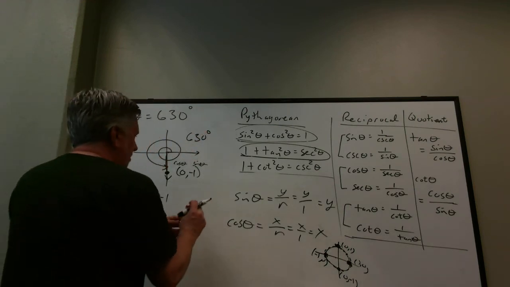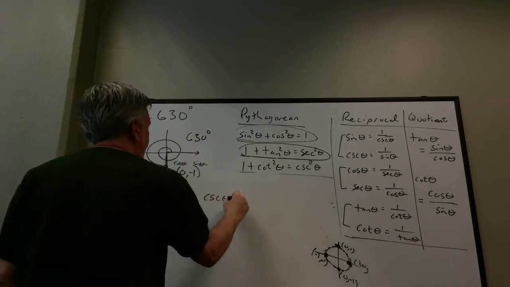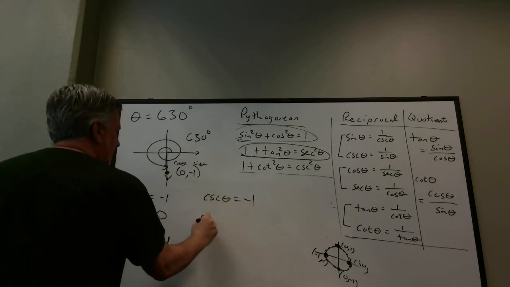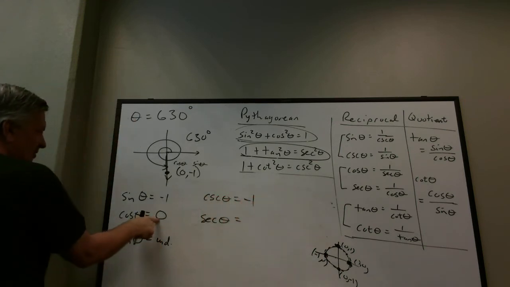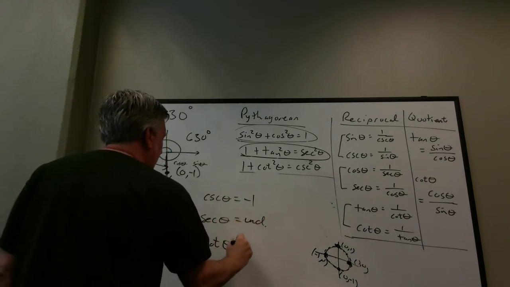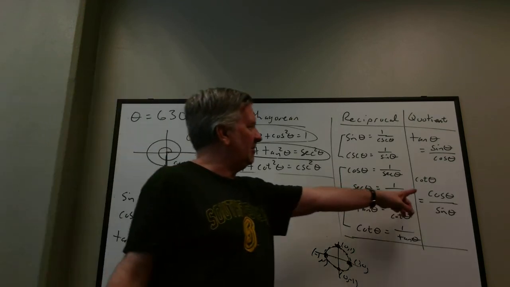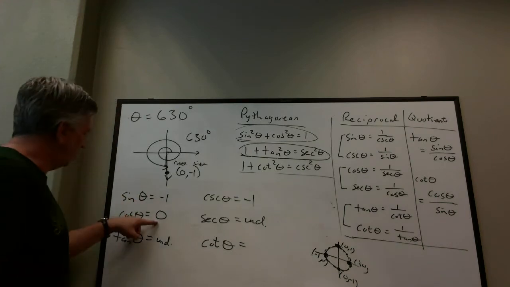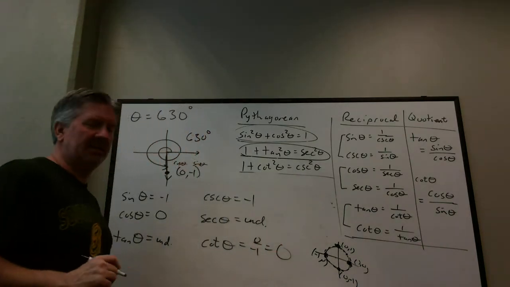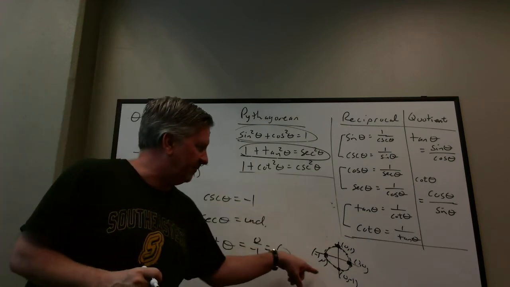So what's cosecant going to be? It's the reciprocal of negative 1, which is negative 1. What's the secant going to be? Secant's the reciprocal of 0. 1 over 0 is undefined. And cotangent, I don't like saying the reciprocal of undefined because that doesn't make any sense, but cotangent's cosine over sine, and cosine over sine is 0 over minus 1, which is 0. Very easy. So I really don't even need the picture to do these anymore. Just figure out the 4 points.